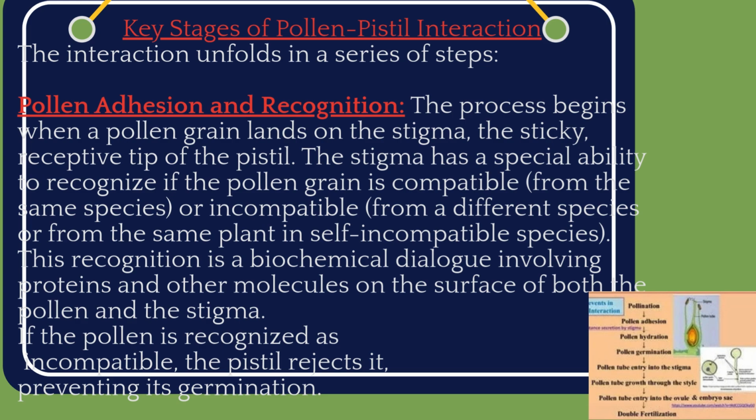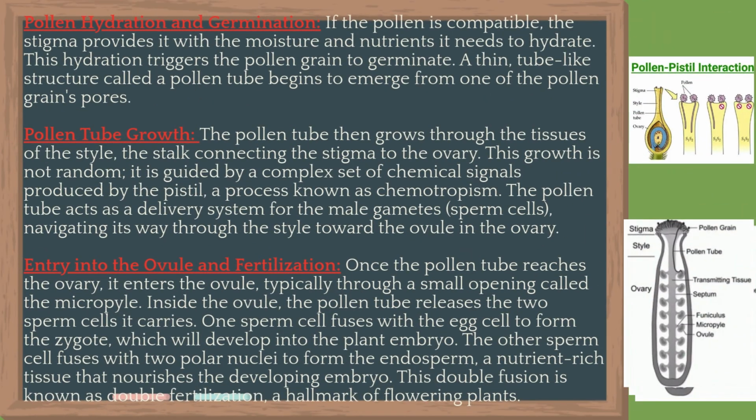Moving through the pollen tube, the pollen grain will enter the stigma. And the next step is pollen tube growth through the style. The pollen tube will move downwards and go through the style. The next step is the pollen tube entry into the ovule and embryo sac. And the next is that double fertilization takes place. Finally, here the double fertilization process will take place.